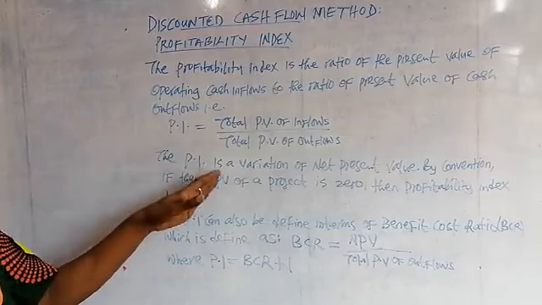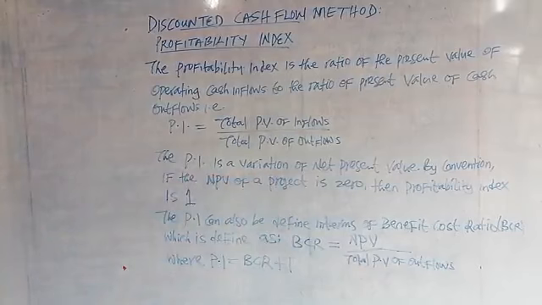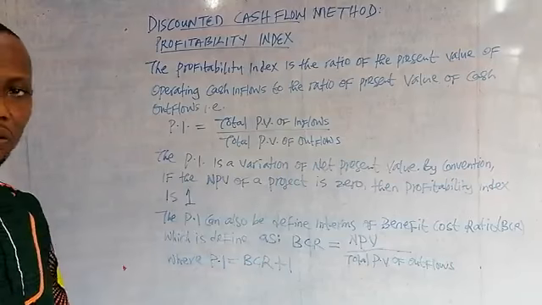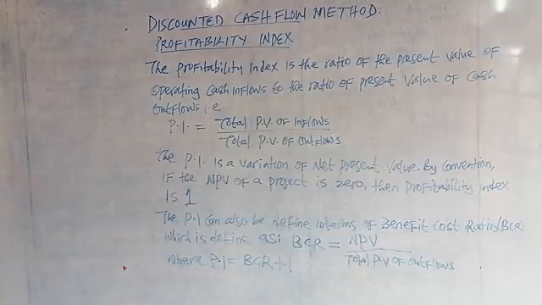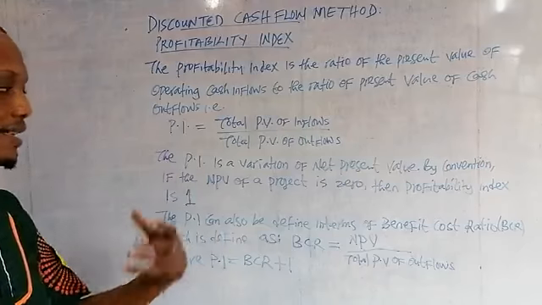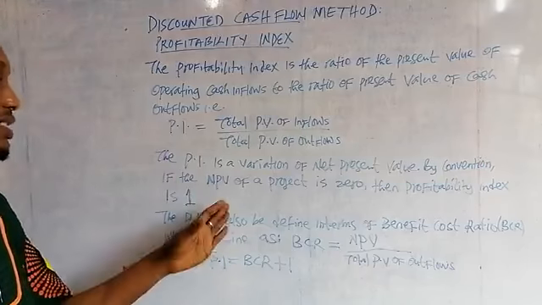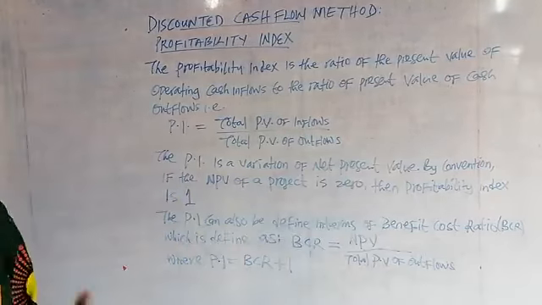So the PI is a variation of net present value. By implication, if the NPV of a project is zero, we have talked about net present value, then the profitability index is 1.